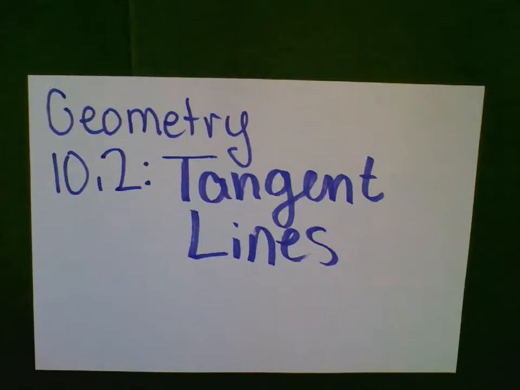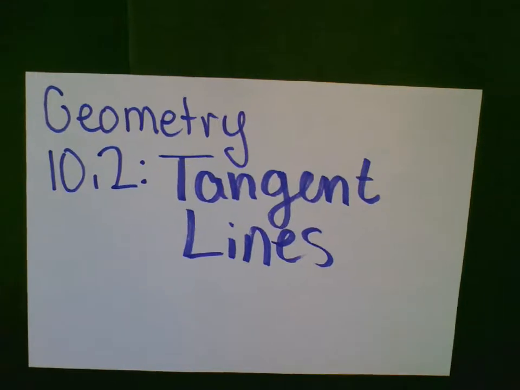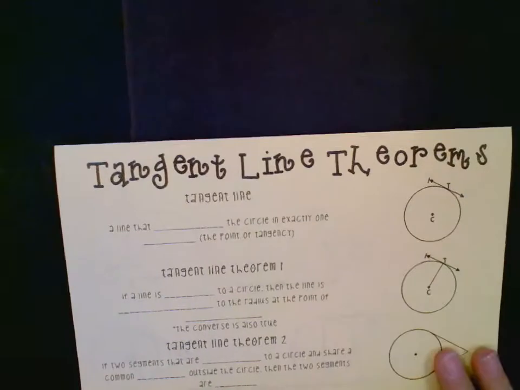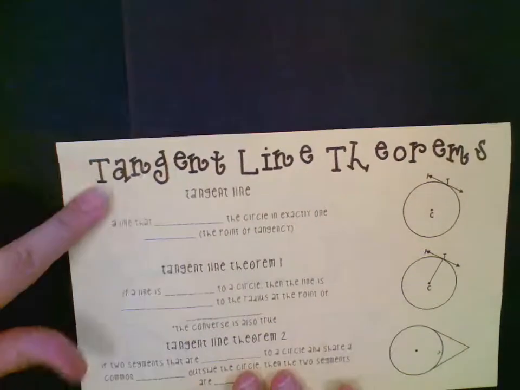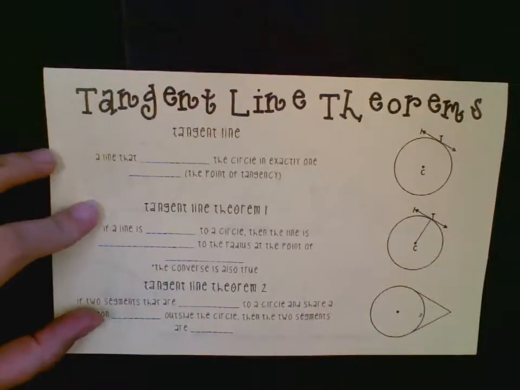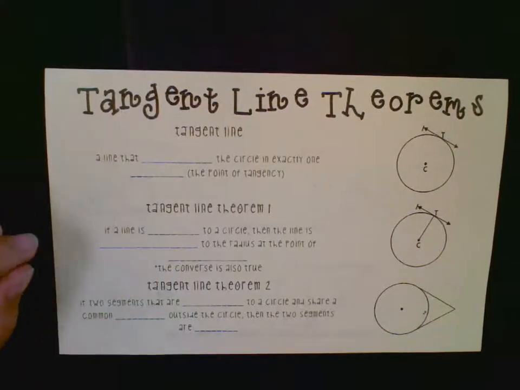Hi everyone, this is the lesson for 10.2 on tangent lines, and these notes are yellow. They look like this. Okay, so we have a definition and two theorems to talk about for tangent lines, and then we can look at our examples on the inside.